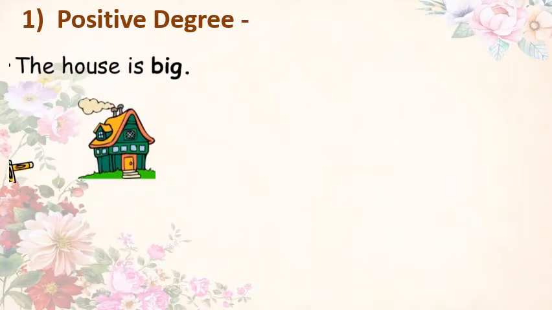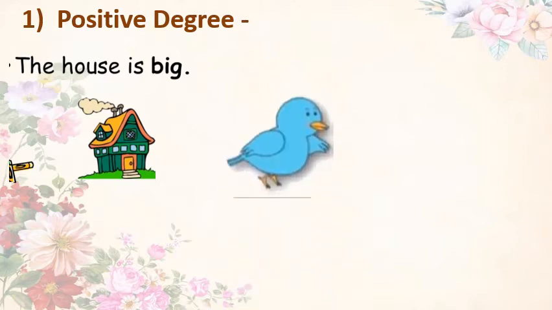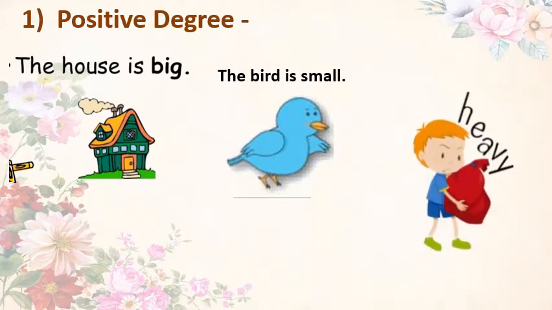See, the house is big. Okay, this is a simple sentence, that is, the house is big. Big is an adjective, isn't it? Because it describes the house. Okay, the house is big. Second one, see this. The bird is small. You know that bird is a noun and small is an adjective which tells about the bird or the size of the bird. The bird is small.